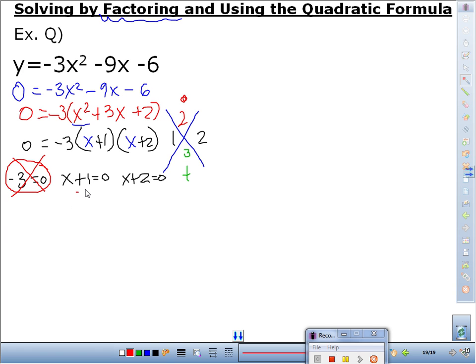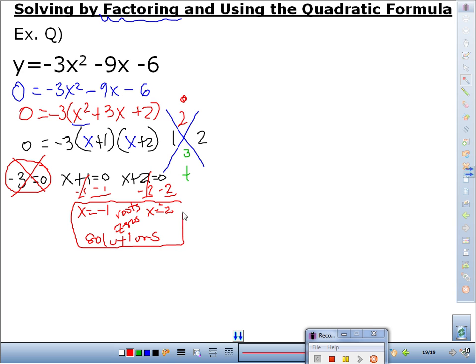Let's solve the rest. Minus 1 minus 1, we're left with x equals negative 1. Minus 2 minus 2, we get x equals negative 2. And these are known as roots or zeros, and these are our solutions. The solutions to the quadratic equation are our roots. Okay, so we got that.